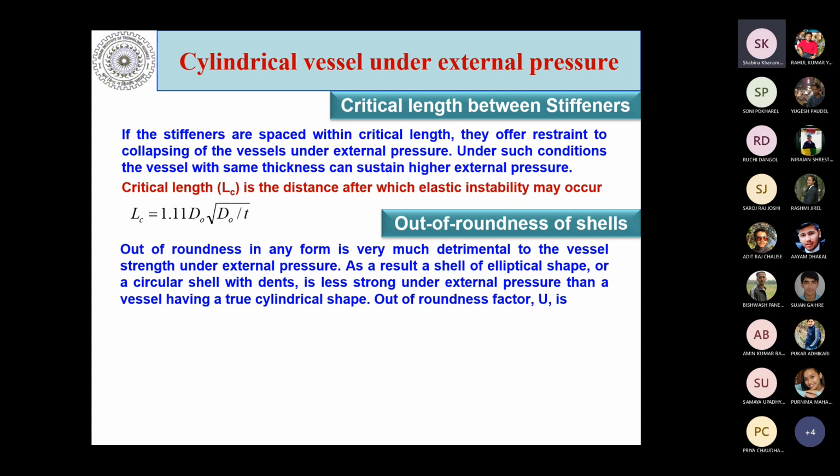As a result, the shell of elliptical shape, or a circular shell with a dent, is less strong under external pressure than a vessel having a true cylindrical shape. Therefore, for external pressure, a spherical type of vessel is usually not considered. Either we have an elliptical shape, meaning cylindrical but with the head of an ovoid form, or the complete vessel is elliptical in shape.